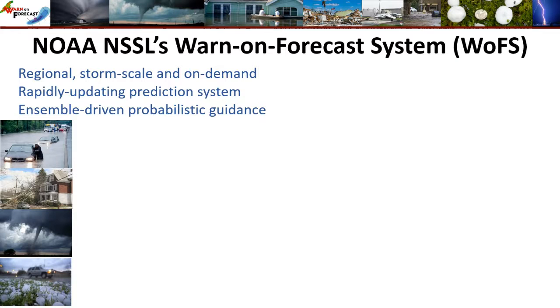So, as I mentioned earlier, the NOAA National Severe Storms Laboratory is developing a frequently cycled, frequently assimilated regional storm scale ensemble data assimilation and prediction system. The goal is to provide probabilistic model guidance for individual thunderstorm hazards like tornadoes, flash floods, heavy rainfall, high winds, damaging hail, etc.